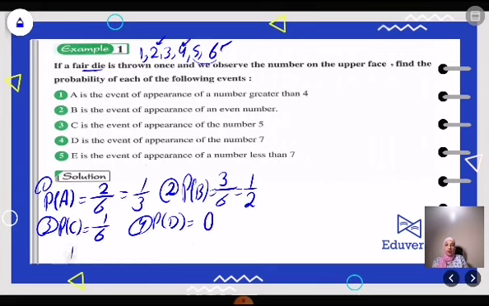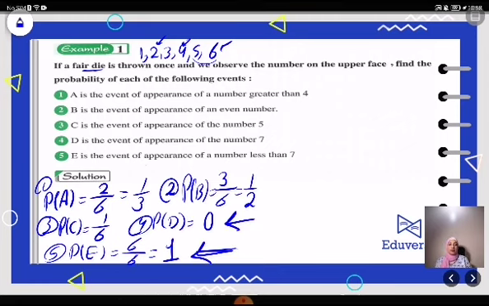The last one here, number 5, probability of E. E is the event of appearance of a number less than 7. Less than 7, all the numbers are less than 7. So it's 6 out of 6, which is 1. So here this is an impossible event and this is a certain event.